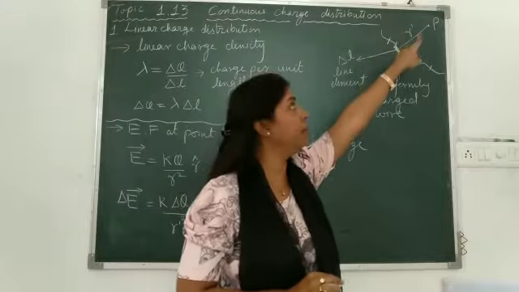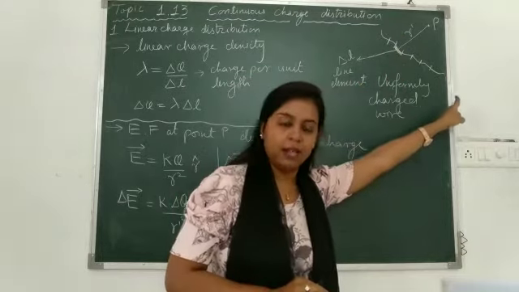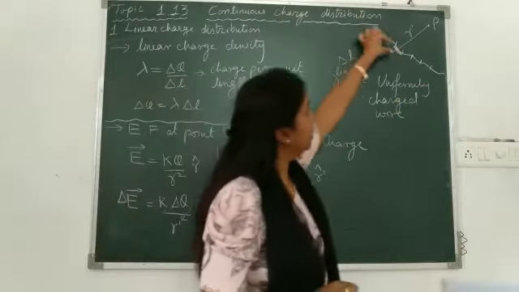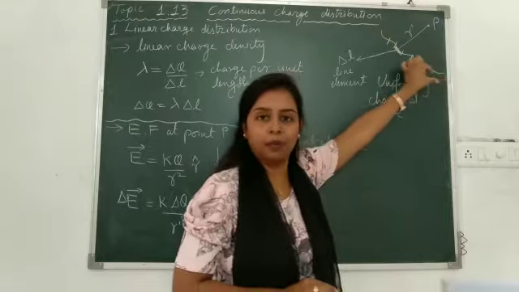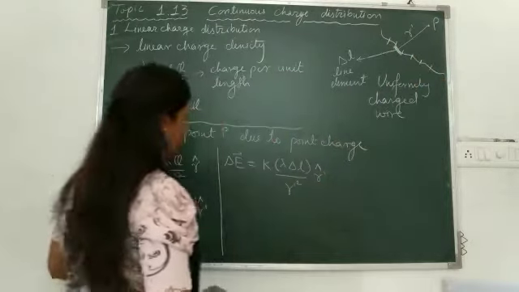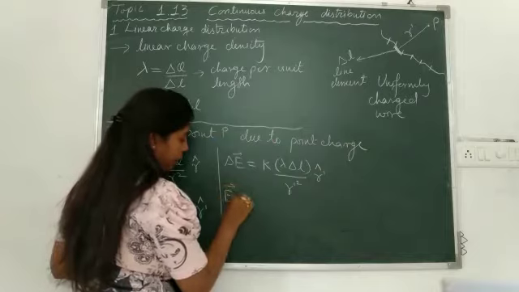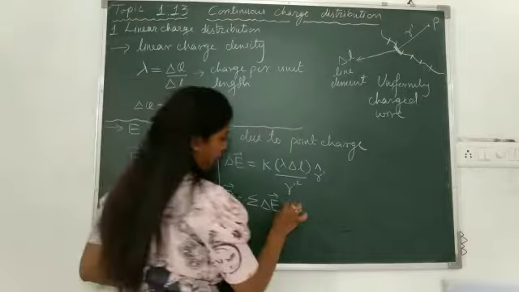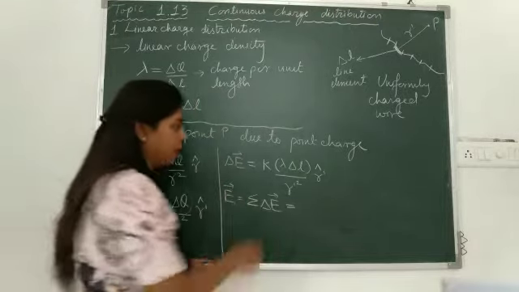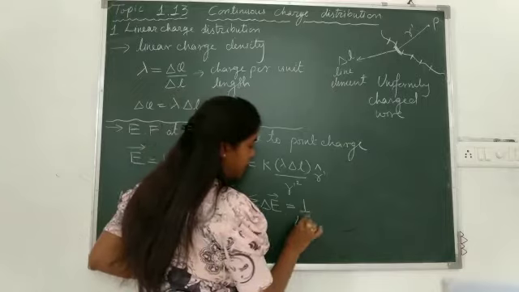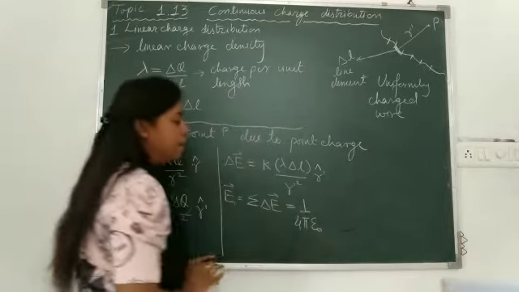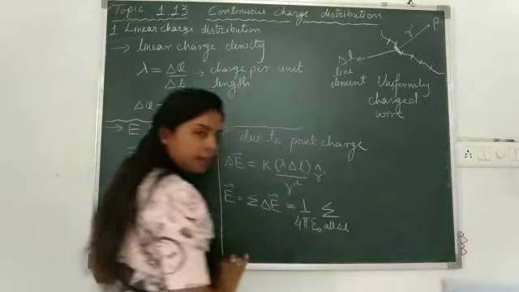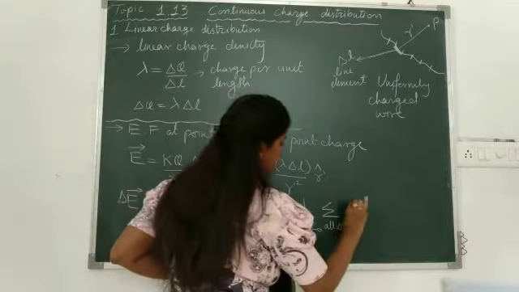But I want electric field at that point due to the whole wire. So what I will be doing, I will be adding all the delta E due to all the small line elements in order to obtain total electric field. So the total electric field is equal to summation of all delta E. The constant quantities will come out. So K is constant and its value is 1 upon 4 pi epsilon naught, summation of all delta L. This formula as it is.